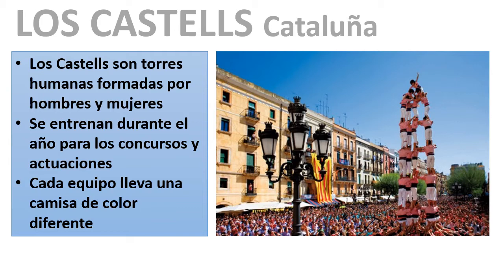So the first one, the castells are human towers formed by men and women. They're also formed by children because the way that it works is obviously the stronger, older people go on the bottom, and then towards the top you'll actually have children as young as about 5 or 6 years old climbing to the top because they're the lightest.